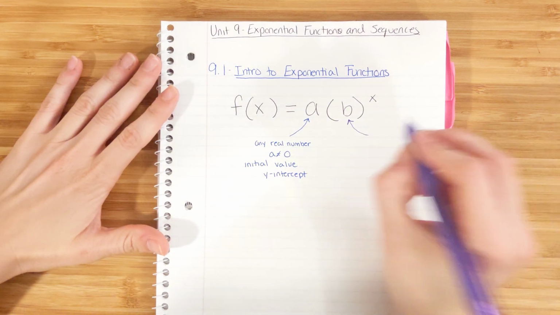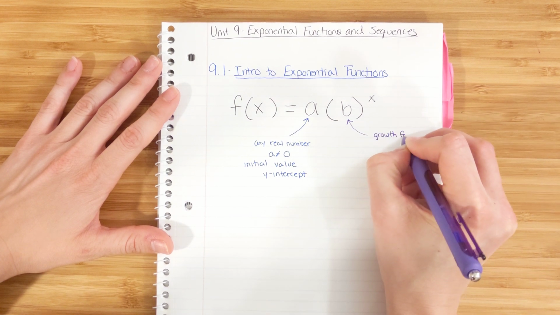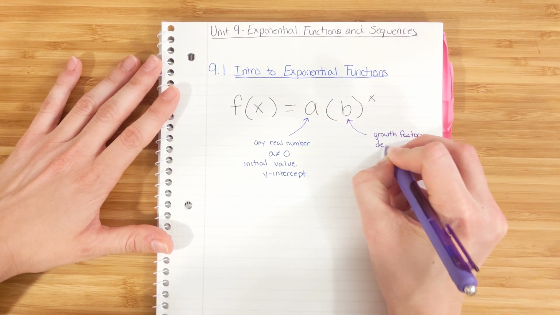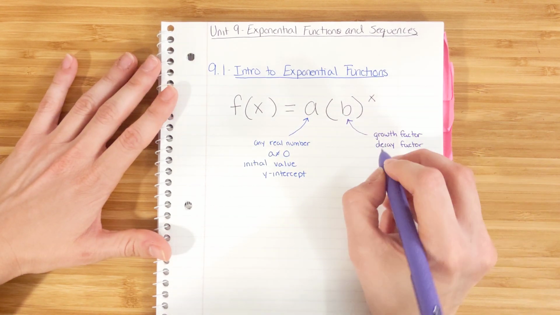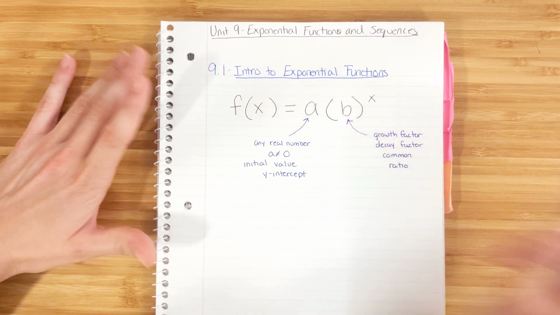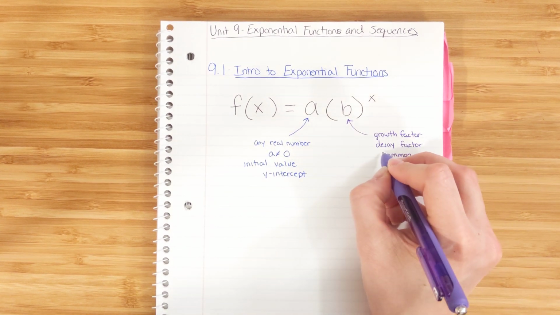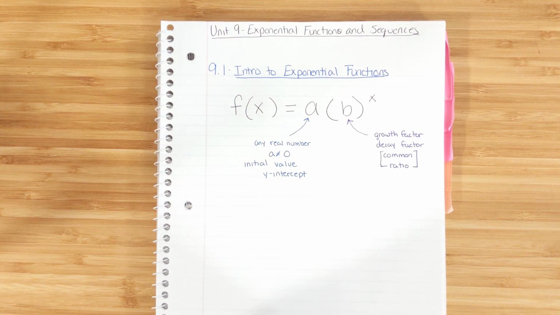So sometimes this is known as a growth factor or a decay factor. We'll get into what those two mean in a second. But more commonly, this is referred to as a common ratio. Probably should have put those on the same line. A common ratio means that you are using it to multiply every single y value to get to the next y value. And again, we'll get into that in a little bit.